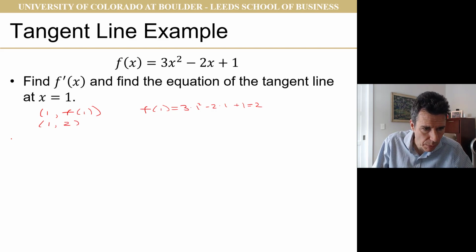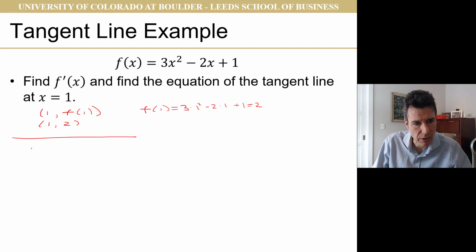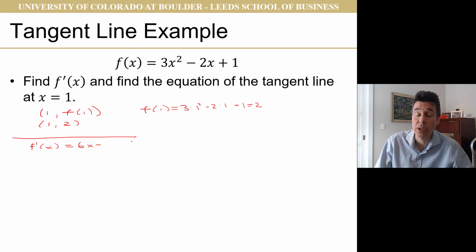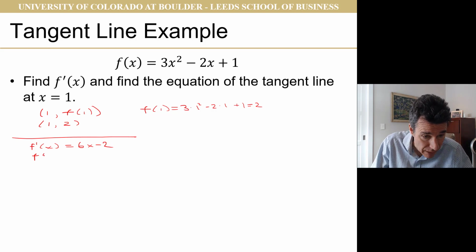We've got to find the slope. Take the derivative to find the slope. f prime of x equals 3 times the derivative of x squared. So that's 3 times 2x, which is 6x, minus 2 times the derivative of x. x is just x to the 1. We use the power rule. We get the 1 down, so that's 1 times x to the 0, which is 1. So the derivative of x is just 1, and so we get minus 2. We need to find the derivative at our point. Plug in a 1. 6 minus 2 equals 4.